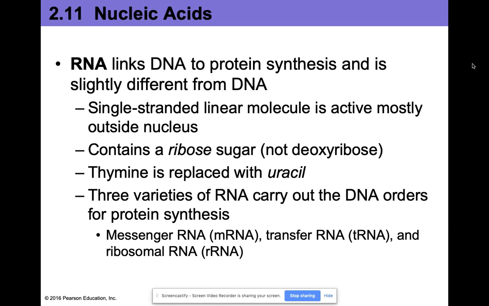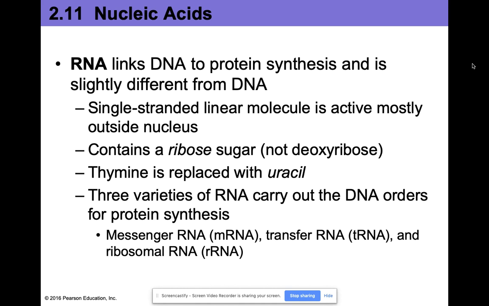Okay, RNA is going to be a little different here. It is also a nucleic acid. It links DNA to protein synthesis. So essentially, DNA is trapped inside of your nucleus. If you're a eukaryotic cell, the DNA information needs to get to the ribosome in order to create a functional protein. RNA acts as like a messenger and then also helps us to build our proteins.